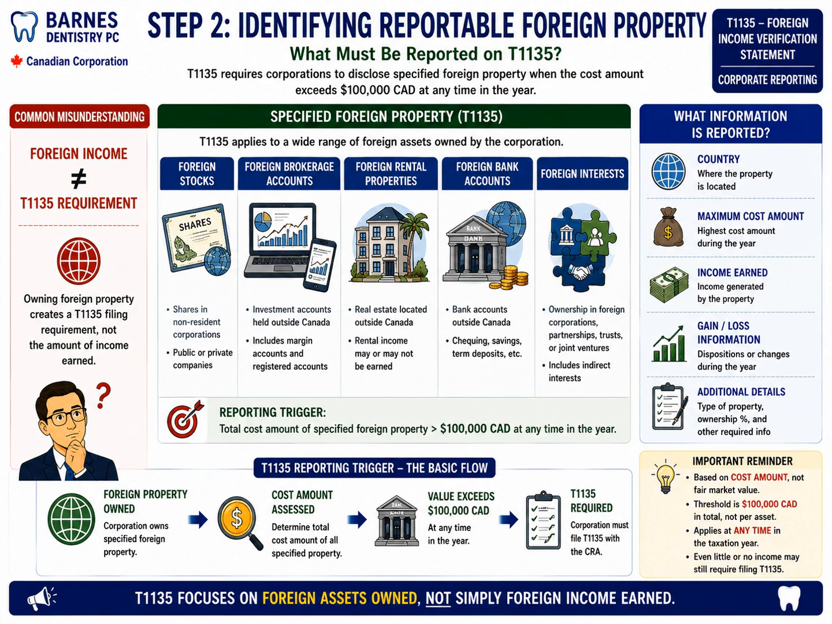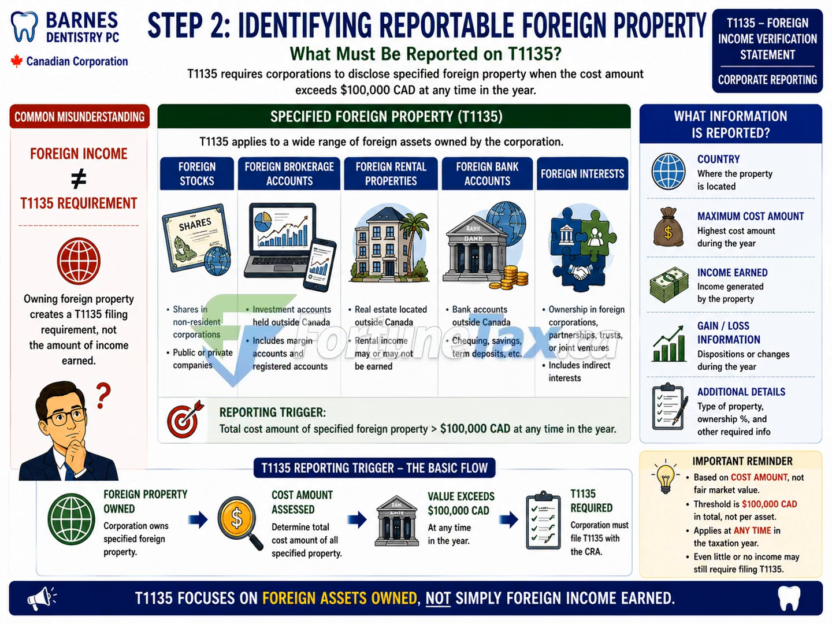Now let's review the reporting flow shown at the bottom. The corporation owns foreign property. The cost amount is evaluated. If the total exceeds $100,000 Canadian at any point during the year, a T1135 filing requirement may arise. The form is then completed and submitted to the CRA. This process is fundamentally about disclosure and compliance.